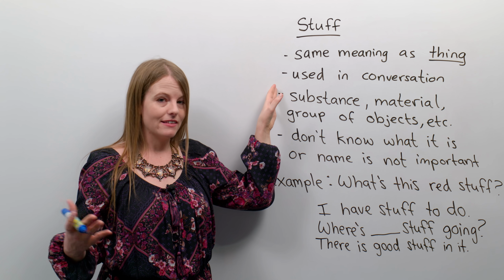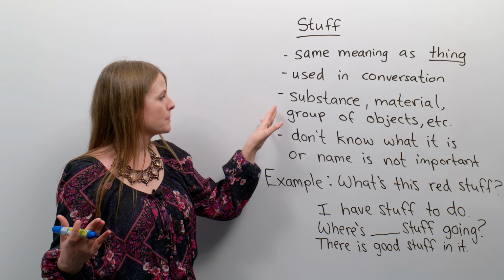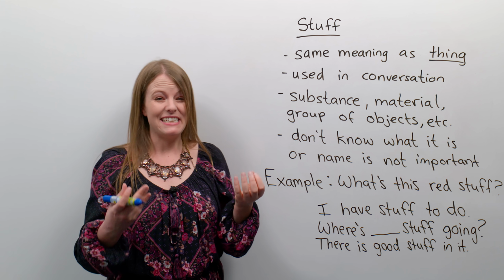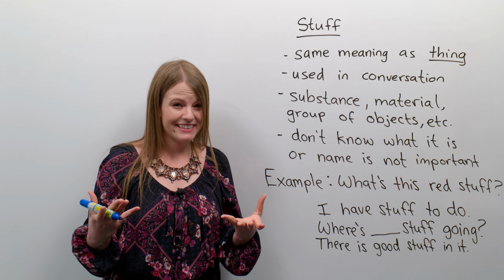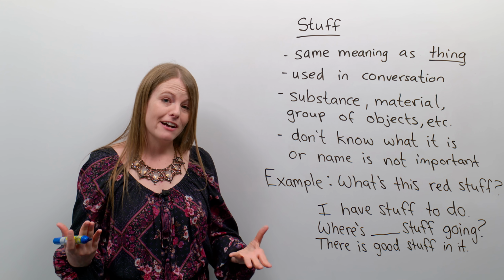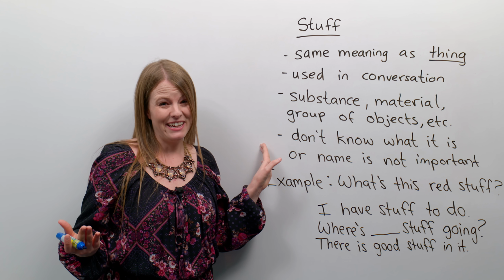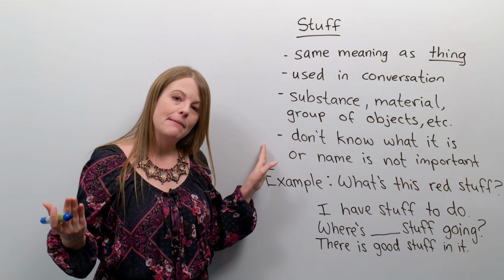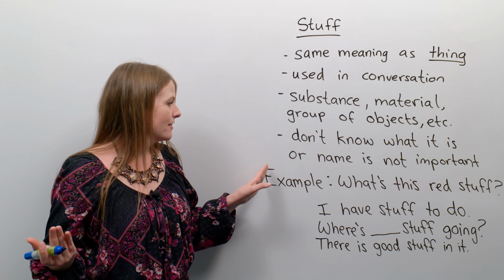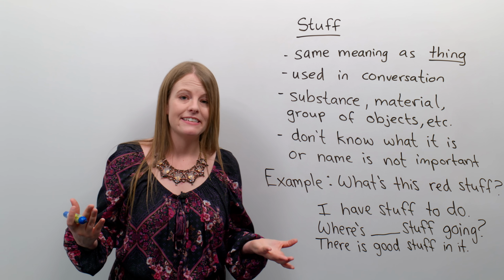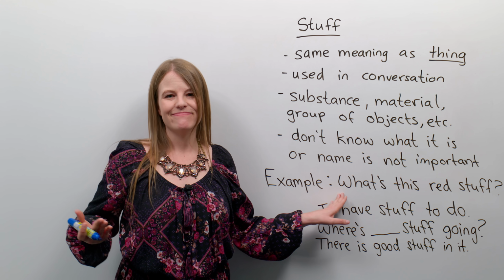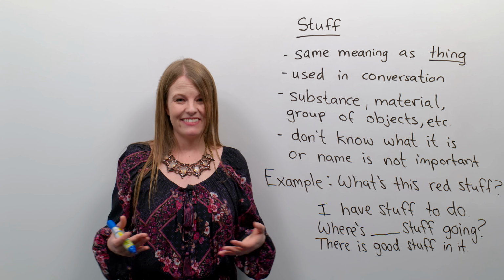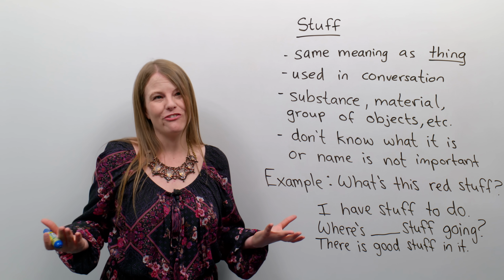We use, like I said, stuff in conversation. It can mean a substance, a material, a group of objects. When we use the word stuff, it means we don't know what it is, we don't remember the name, or the name is not important. So let's look at some examples. My first example is, "What is the red stuff?" So I don't know what it is. I see something that's red, so I can say, "What is the red stuff?"